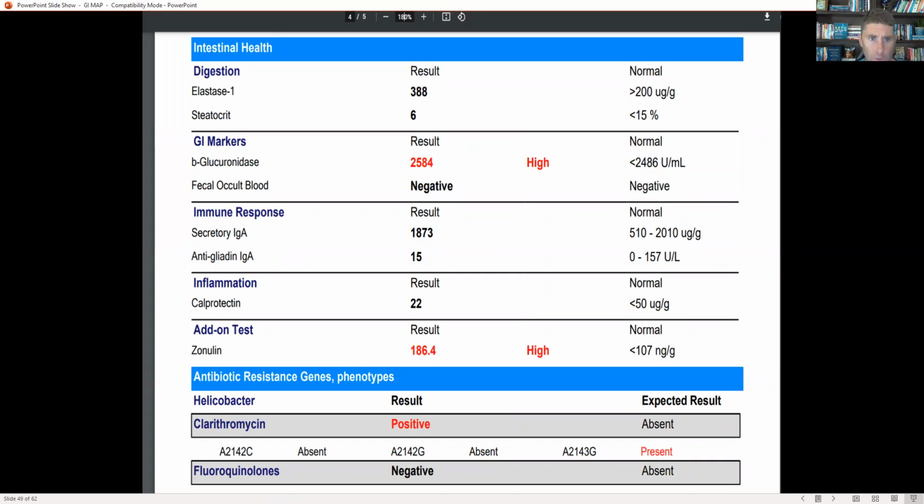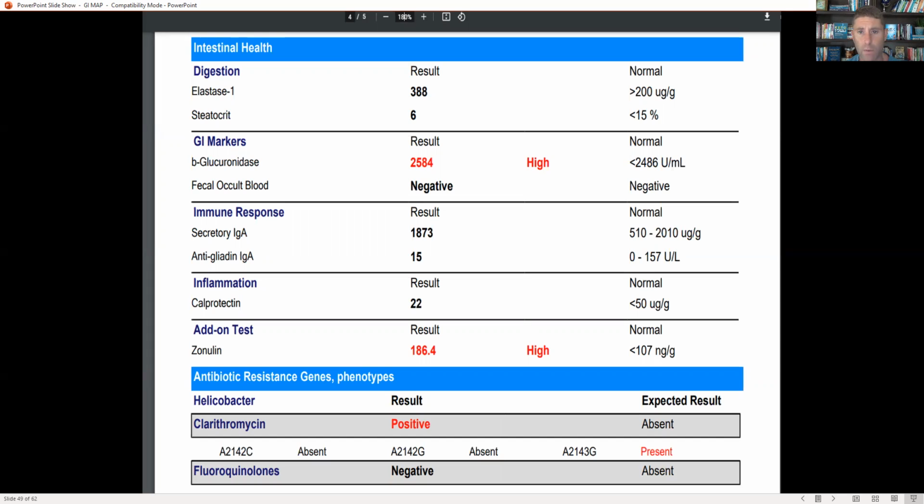Now, last thing we're going to look at here are the intestinal health markers. And so I had mentioned earlier lactase and steatocrit at the top. Normally, we want that lactase 1 up over 500. It's not going to be flagged unless it's under 200. However, if it is, we actually want it up over 500, right? So this person's at 388. So they actually have low stomach acid here. Okay. So that's actually a marker for lower stomach acid, or at least not optimal stomach acid.